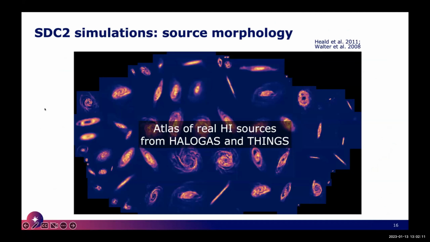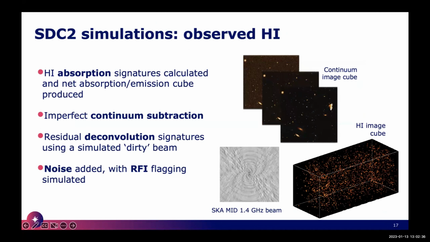Again, we needed to add some morphology to those sources, and to do that in SDC2, we used an atlas of real H1 sources from the HALOGAS and THINGS surveys. So you can see on this slide the beautiful real observations of H1 galaxies from these surveys. So we took that real data and we modified it and added it as postage stamps to represent each source in our simulation. We then simulated the telescope effects.